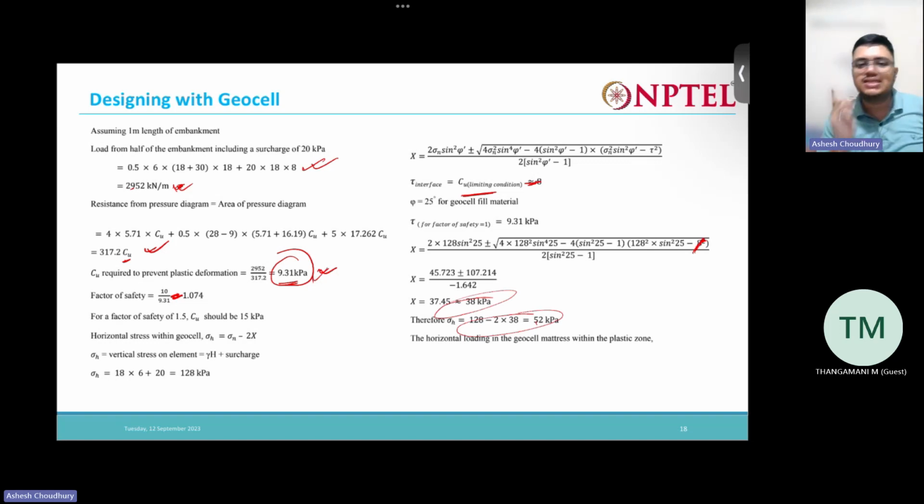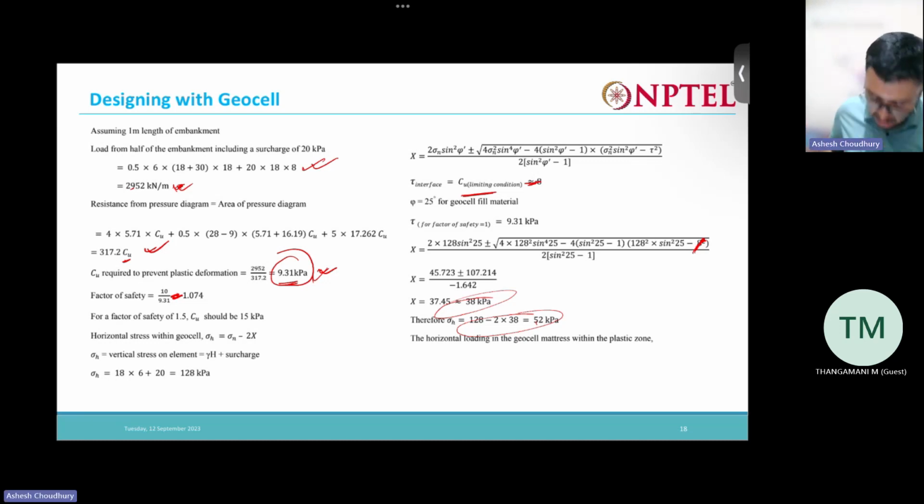If you want, you just see that paper by Professor Madhavi that I just discussed in the previous slide. There also a similar example has been shown. I suggest that you go through that example once. Please go through that example once.